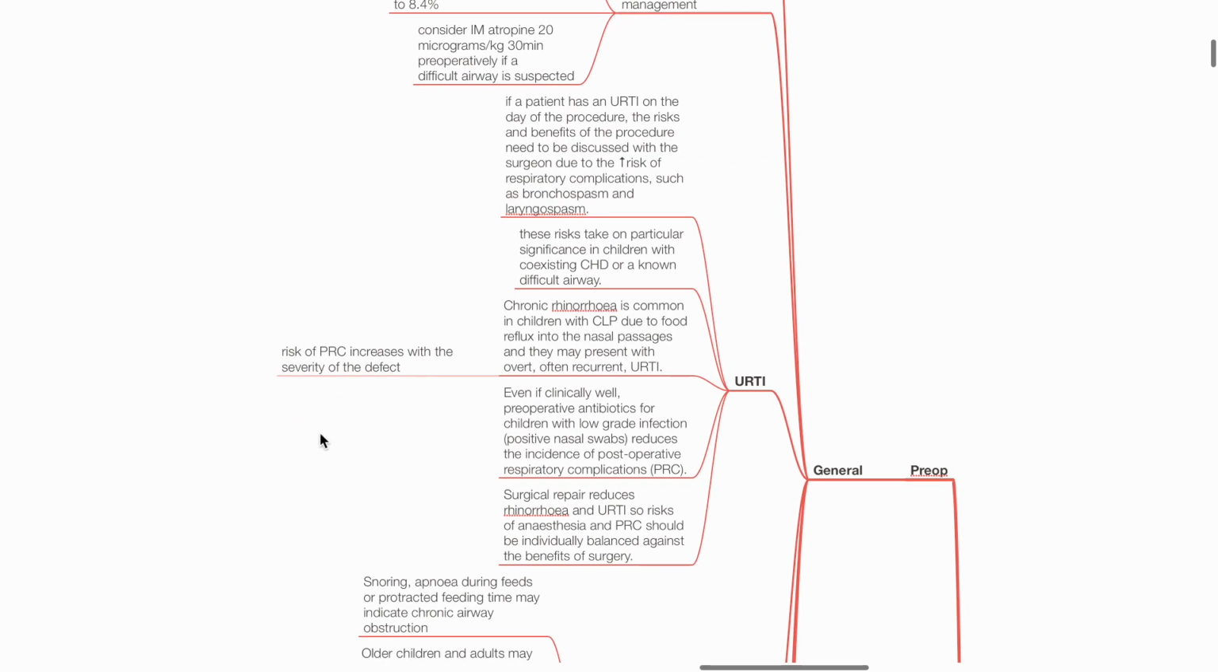URTI is common. If a patient has URTI on the day of the procedure, risks and benefits of the procedure need to be discussed with the surgeon due to increased risk of perioperative respiratory complications such as bronchospasm and laryngospasm. These risks take on particular significance in children with existing congenital heart disease or difficult airway. Chronic rhinorrhea is common in children with CLP due to food reflux into nasal passages, and they may present with recurrent URTI. Risk of post-op respiratory complications increases with the severity of the defect. Even if clinically well, pre-op antibiotics for children with low-grade infection reduce the incidence of post-op respiratory complications. Surgical repair reduces rhinorrhea and URTI, so risk of anesthesia and PRC should be individualized.